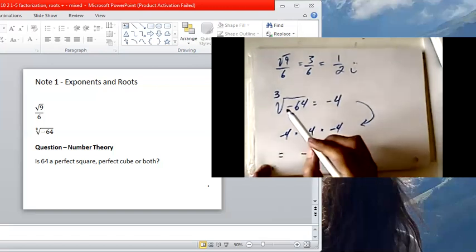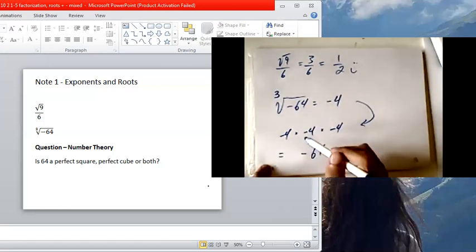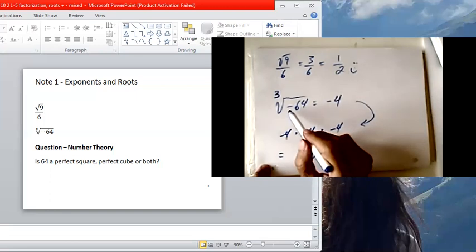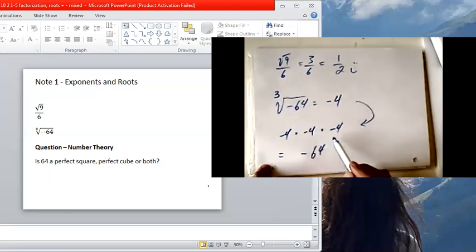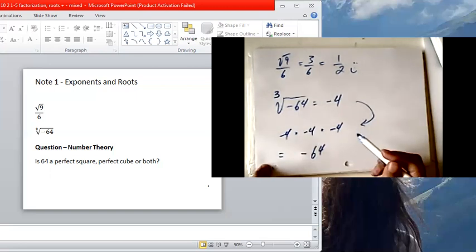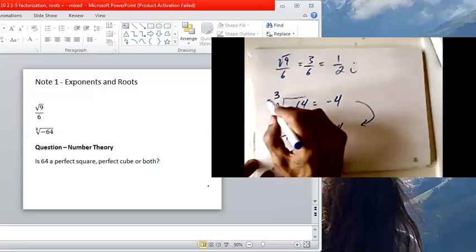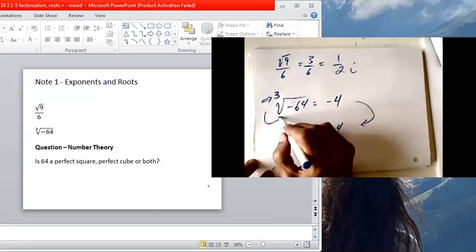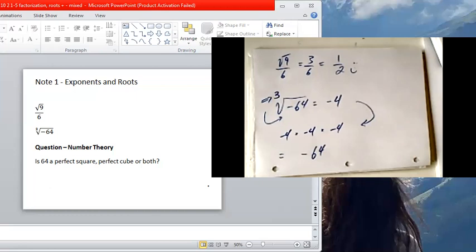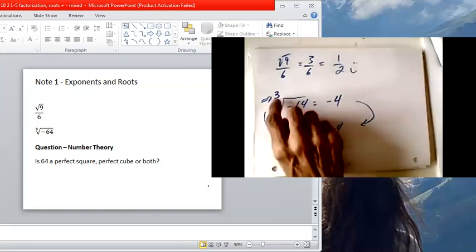But look at this. Negative times a negative is a positive, times a negative is a negative. So in fact, we are allowed to have a negative underneath because we get an answer that can get us back to where we started. So don't be spooked if it's cubed. If it's cubed root, it's probably okay.